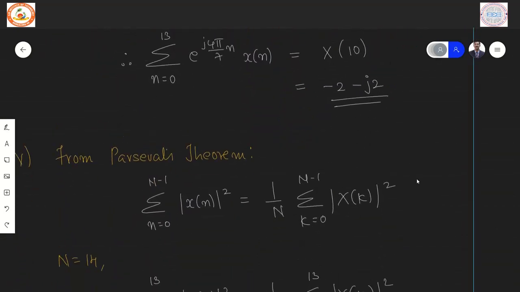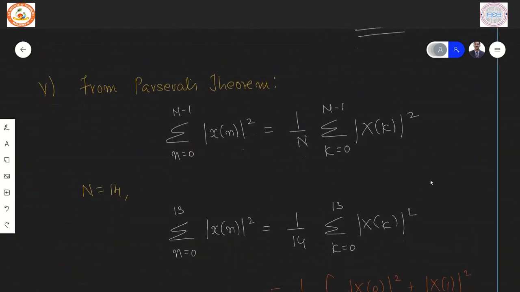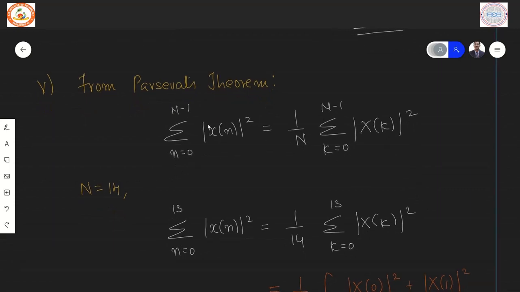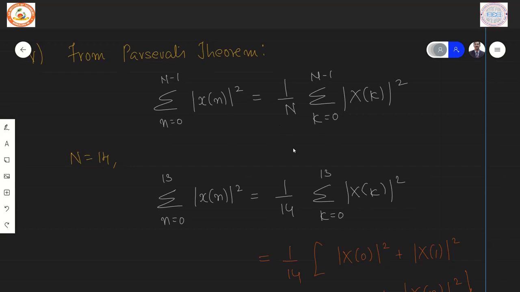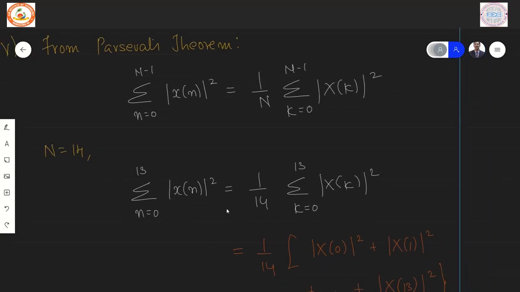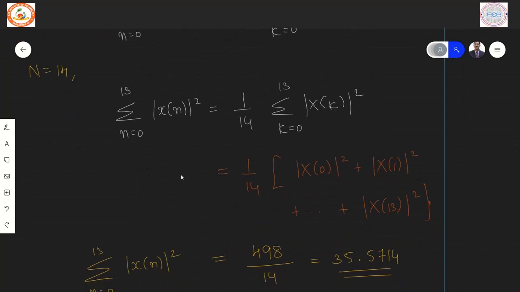In the last part of this problem, we can apply Parseval's theorem, because Parseval's theorem will give you the summation with magnitude or mod of x of n square. Therefore, this is the result we have from Parseval's theorem. Here we insert the value N equal to 14. Therefore, the equation now becomes summation 0 to 13, 1 by 14 summation with limit 0 to 13 for even k also. And since we are interested in finding the value in the LHS, in the RHS we shall do the substitution.